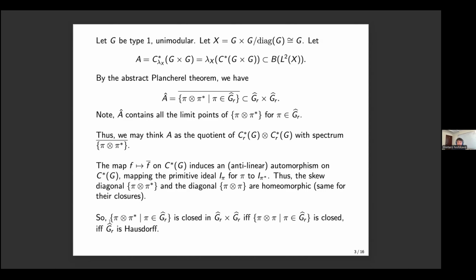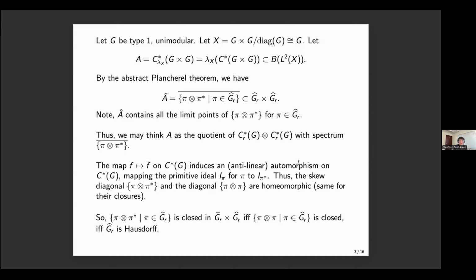Okay. So anyway, this π⊗π*, this is the elementary point. π⊗π* is closed in G_r hat if and only if π⊗π is closed. That just means G_r is Hausdorff. So unless G_r is Hausdorff, this contains many limit points. So far, so good. This is a fact. Of course, sometimes this G_r hat is Hausdorff, in which case this closure coincides with this skew diagonal. So that's also an interesting case that I also included in the example.